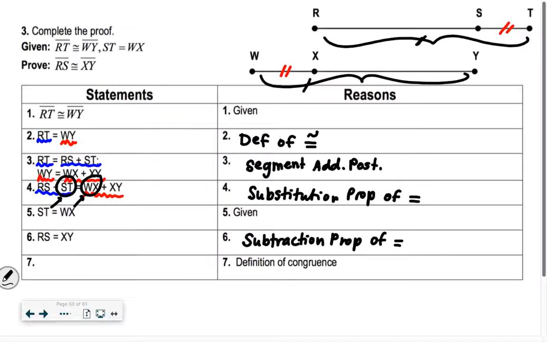So then our last step is we're trying to get that the two pieces are congruent to each other, so we say RS is congruent to XY by the definition of congruence. Okay, a little tricky, right?